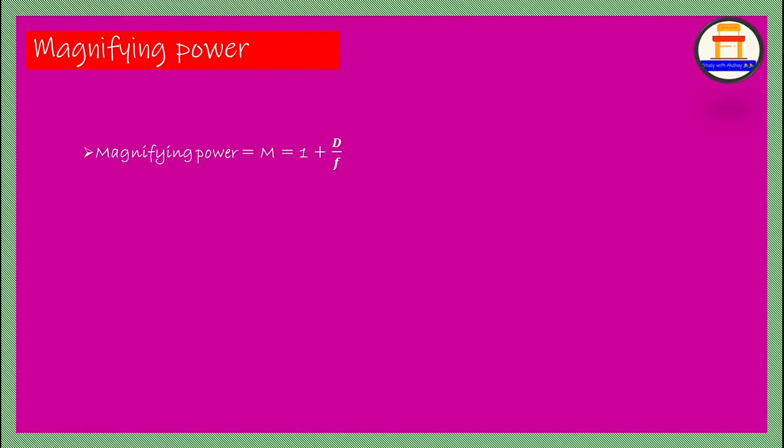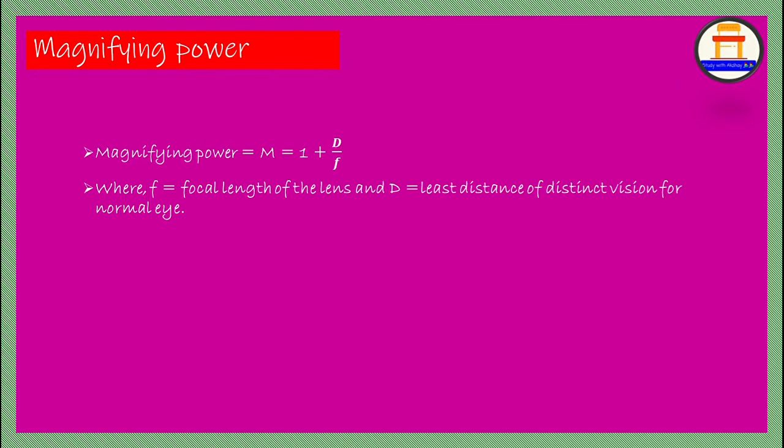Magnifying power is indicated by a capital letter M. Small m refers to linear magnification. Capital M refers to magnifying power, which is equal to 1 plus d by f, where d is the least distance of distinct vision and f is the focal length of the lens. d is the least distance of distinct vision from the normal eye. Usually it is 25 centimeters, not 25 meters. Don't get confused. It is 25 centimeters.